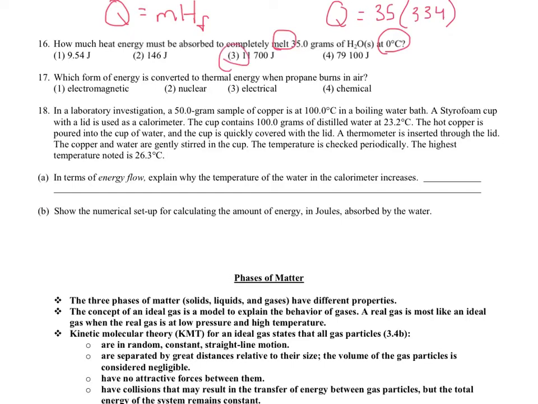So the next question asks, what form of energy is converted to thermal heat energy when propane burns? Well, burning is a chemical reaction, so this would be chemical energy.